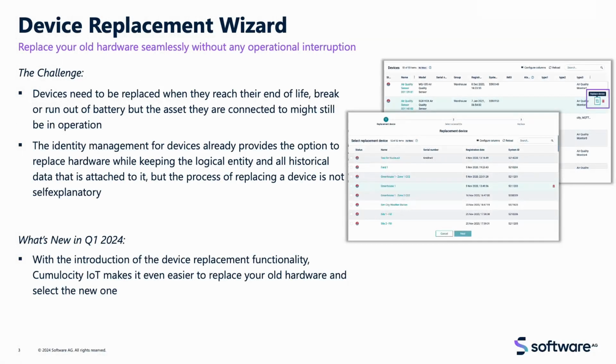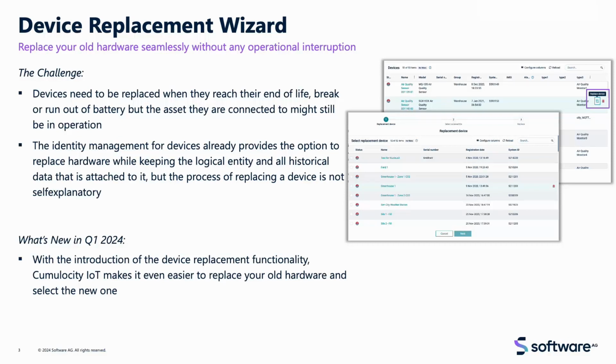At one point, any of your devices will reach its end of life, break or run out of battery and needs to be replaced. But this doesn't need to be the case for the underlying asset, for example when you want to replace the tracker of your truck or upgrade the PLC of your CNC mill. Just onboarding a new device would lead to a situation where historical data of one asset is distributed across multiple entities.